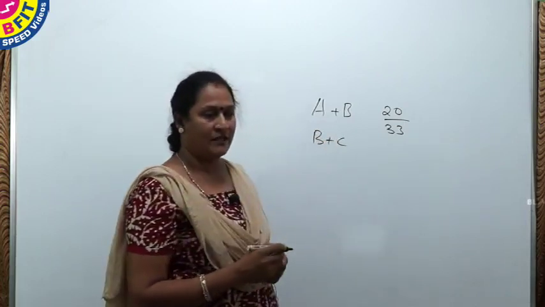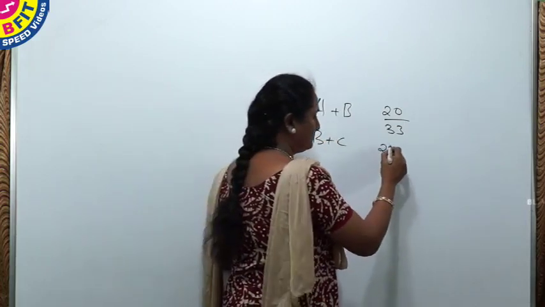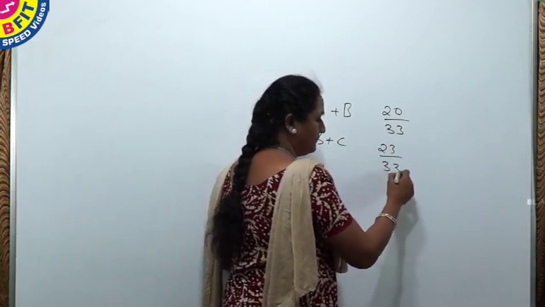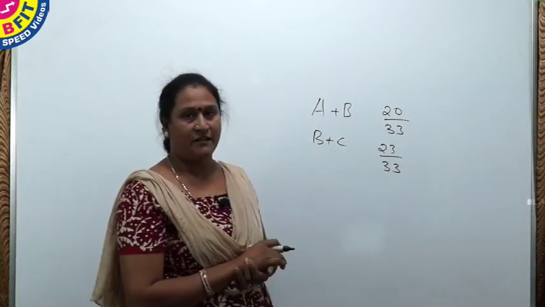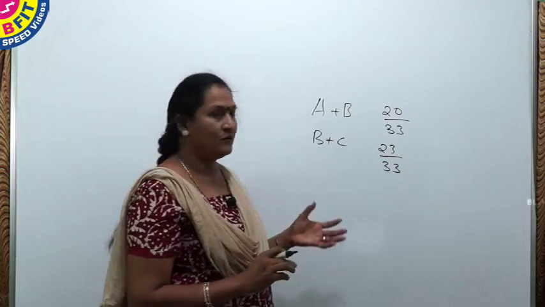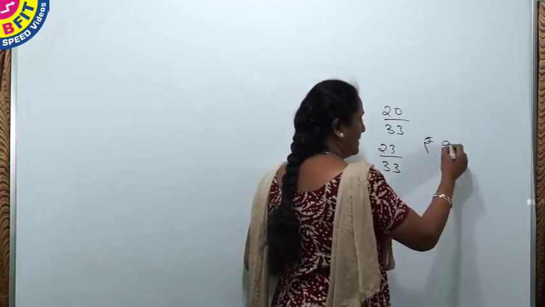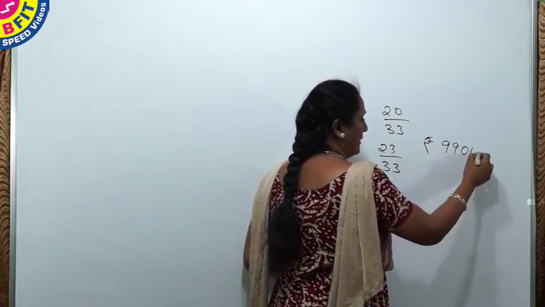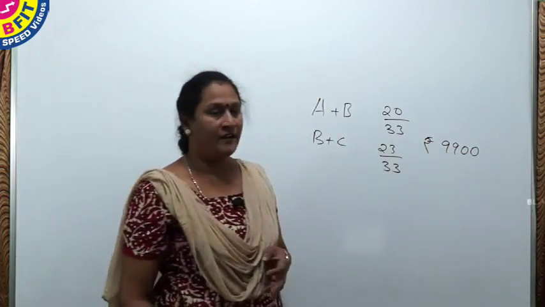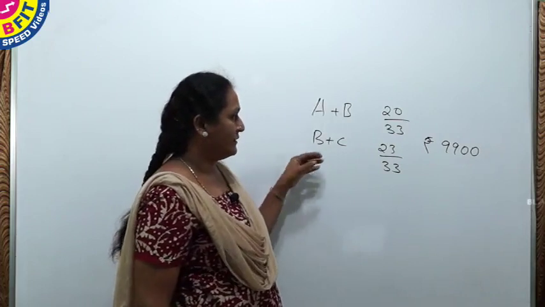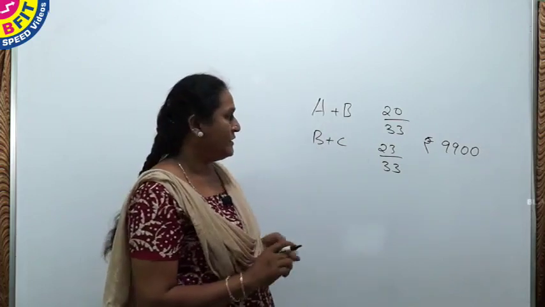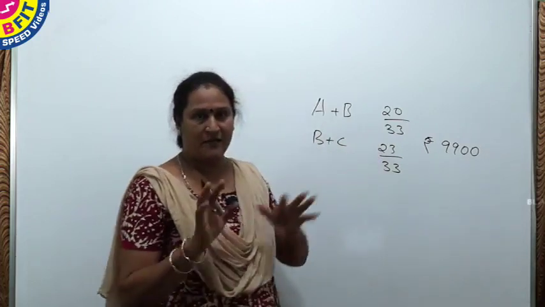B and C together complete 23 by 33 of the work. For this work together they are paid rupees 9,900. We are asked to find A's share. First, instead of taking all these fractions, note that the denominators are the same.